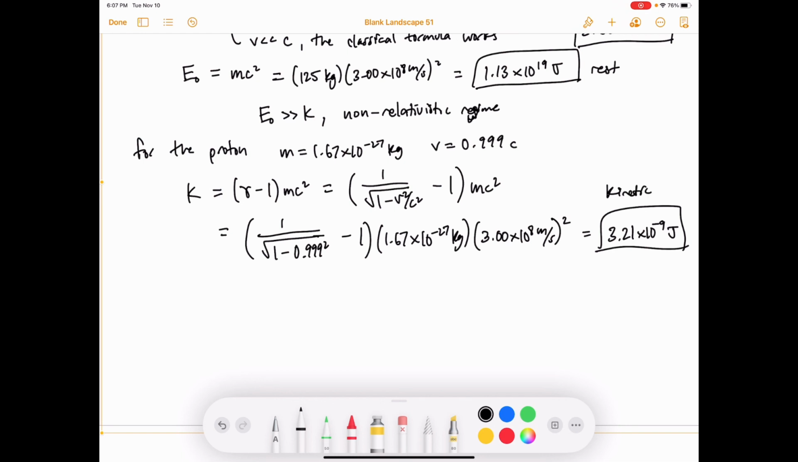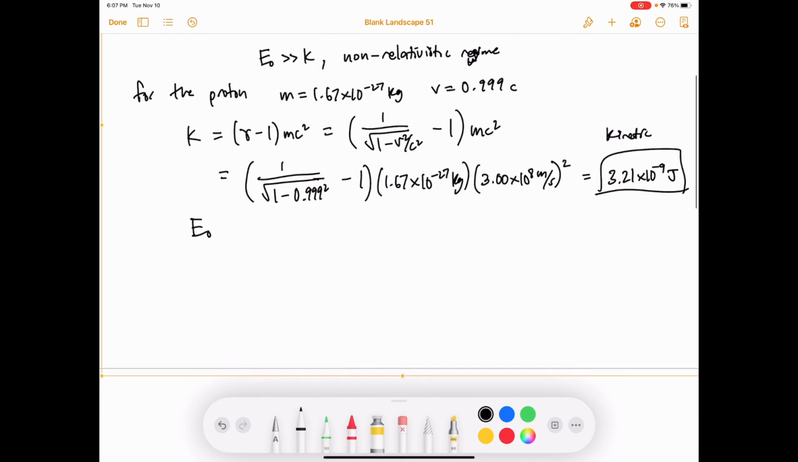Okay, now rest energy, E naught, that's just mc squared. So we have the mass, 1.67 × 10^-27 kilograms, times 3 × 10^8 meters per second, and we square that. And this gives us 1.50 × 10^-10 joules for the rest energy.